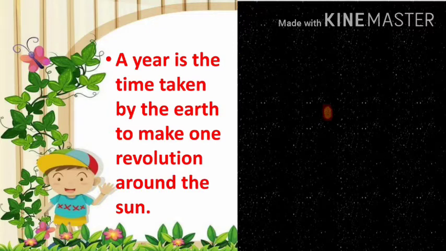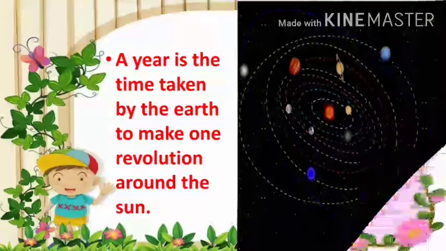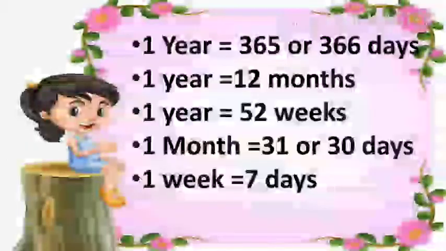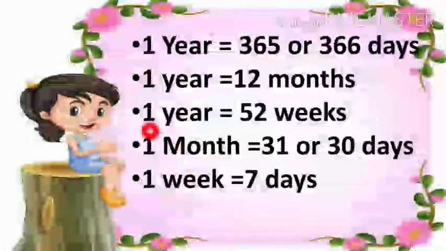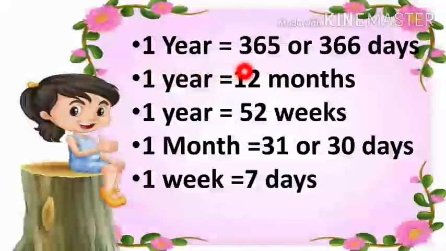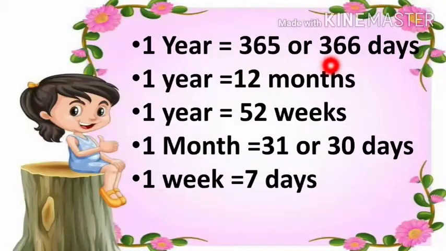A month has 30 days or 31 days except February. February has 28 or 29 days. Students, note it carefully. 1 year equals 365 or 366 days. 1 year equals 12 months. 1 year equals 52 weeks. 1 month equals 31 or 30 days. 1 week equals 7 days.